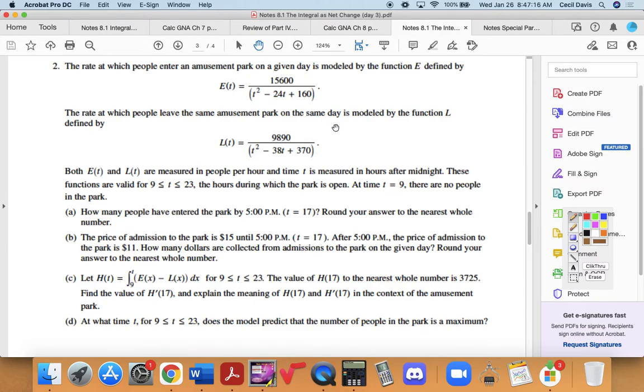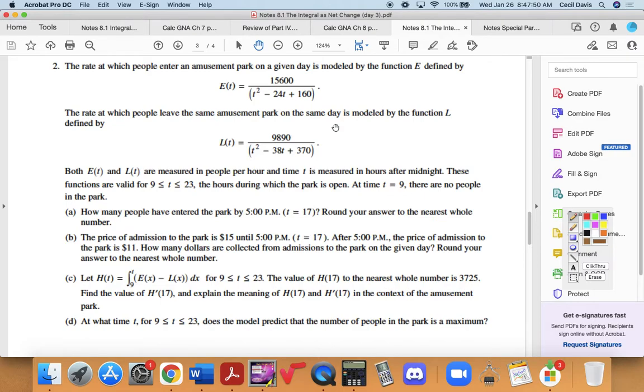Leave the amusement park on the same day? Like some would stay overnight? No. This is the rate at which they leave. Okay? So you have people coming, people going all the time. Both E of t and L of t are measured in people per hour, and t is measured in hours after midnight. These functions are both valid for 9 is less than or equal to t is less than or equal to 23, the hours during which the park is open.